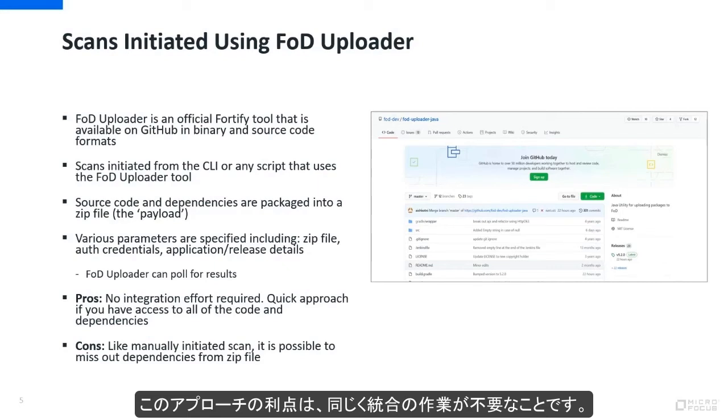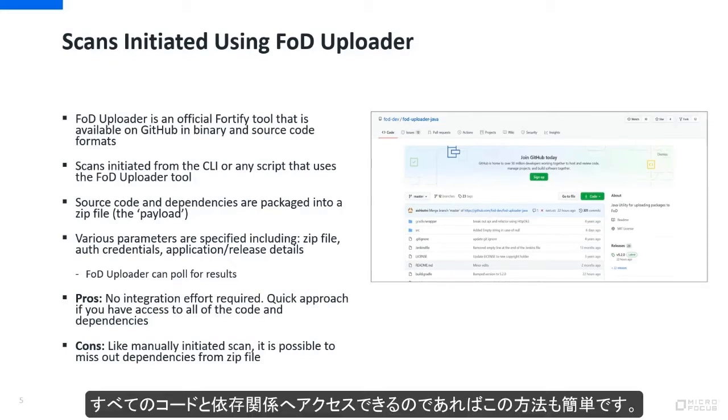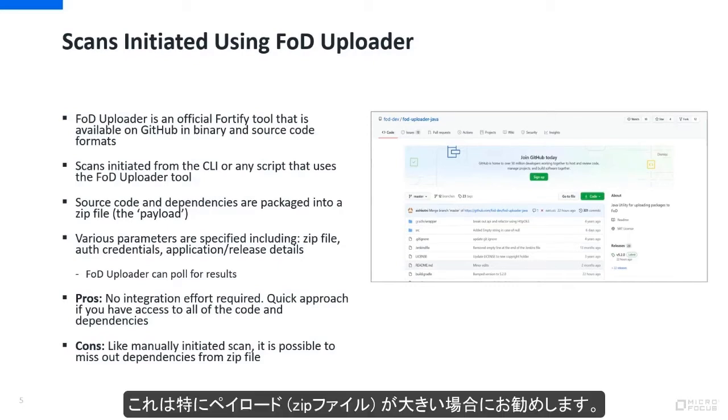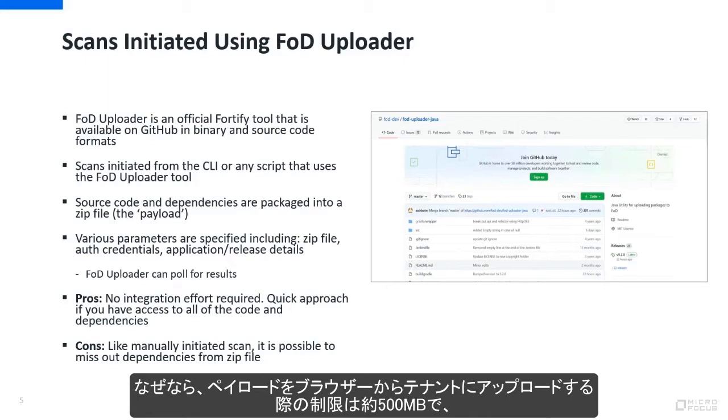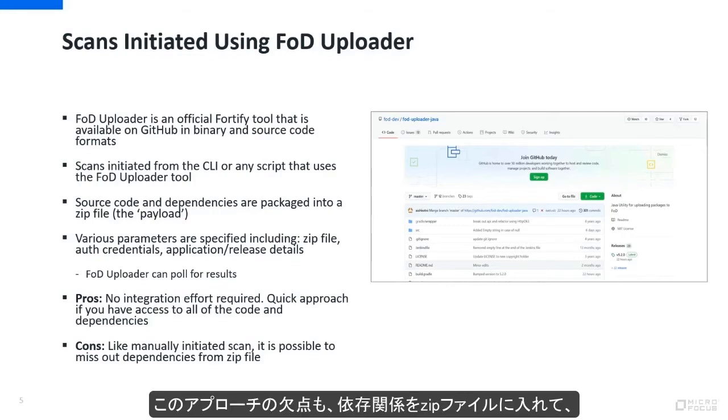The pros of this approach are that there's no integration effort required, much like a manual scan really. And it can be a quick approach if you have access to all of your code and dependencies. Also, not shown here on the slide, it is a good approach to take if your zip file, your payload, is particularly big, because if it's particularly big, you're going to basically lock your browser. And actually we have a limit of roughly around 500 meg for a payload when you're uploading it from your browser to your tenant.